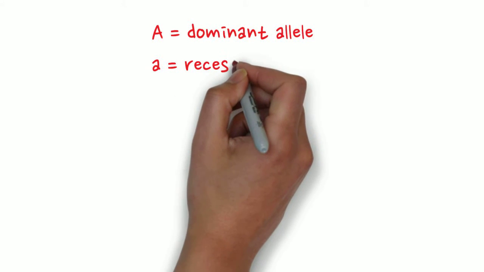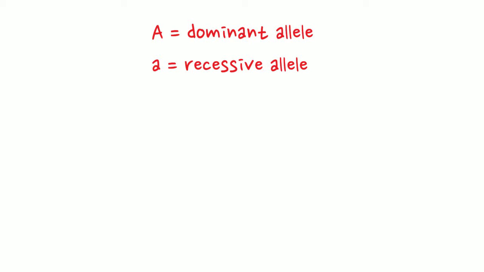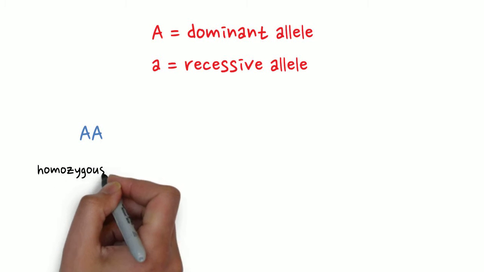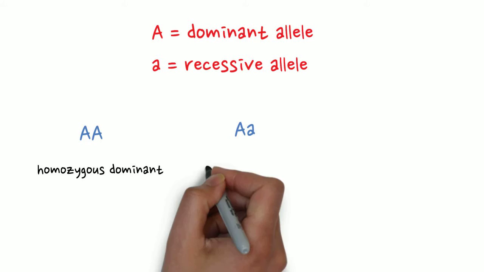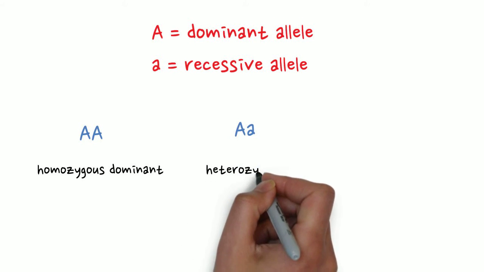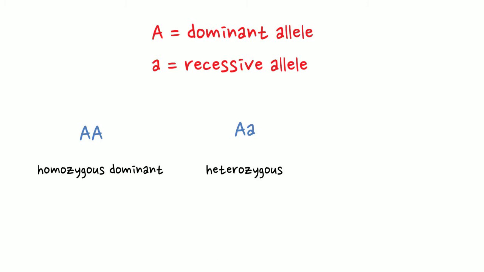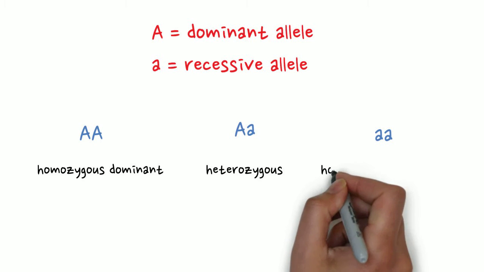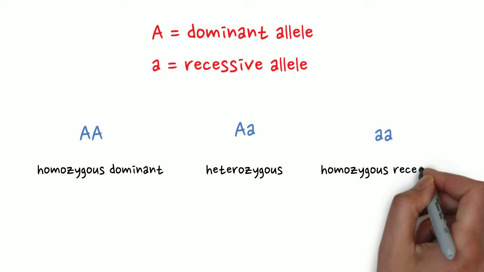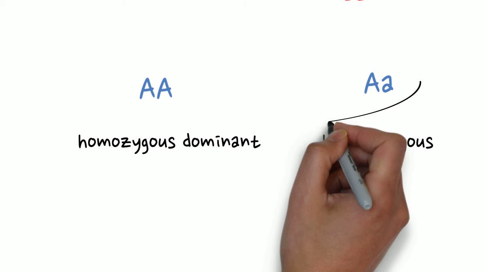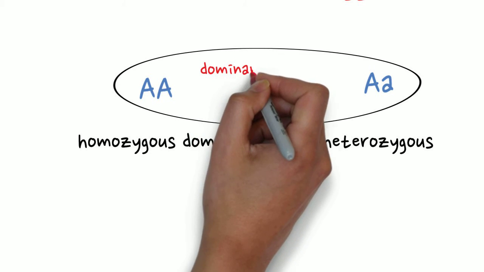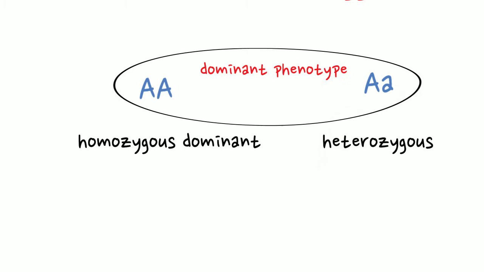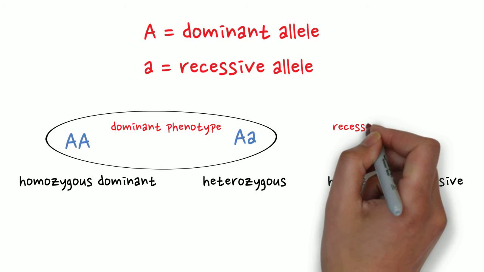If capital A is the dominant allele, lowercase a would be the recessive allele. Big A big A is homozygous dominant. Big A little a would be heterozygous dominant, or we would just say heterozygous. Little a little a is homozygous recessive. And those are my genotypes. But big A big A and big A little a both show the dominant phenotype. Little a little a shows the recessive phenotype.